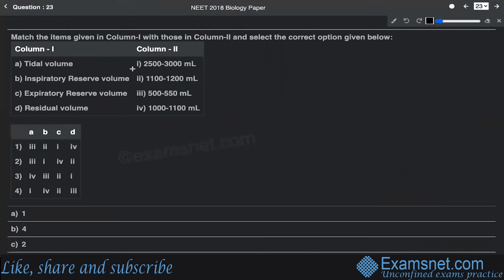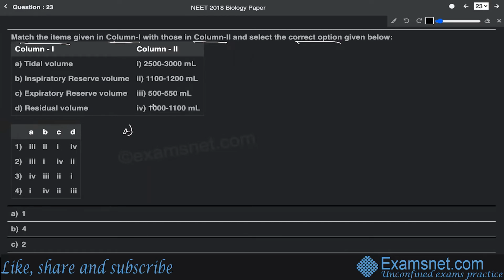So question number 23 says again, match the items given in column 1 with those in column 2, and you have to select the correct option given below. Again, in this question, the volumes regarding respiration have been given in column 1 and the capacities in column 2. This question has been asked from the chapter Breathing and Exchange of Gases from your standard 11th. So let us take a look at the different volumes that have been given.